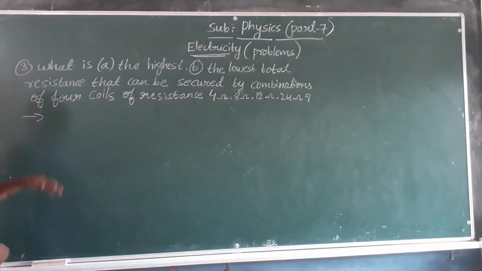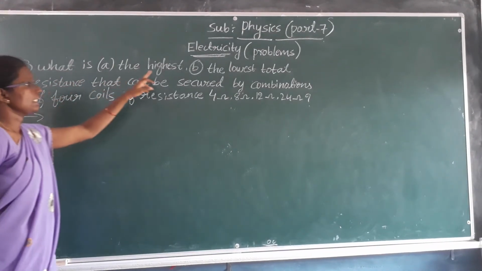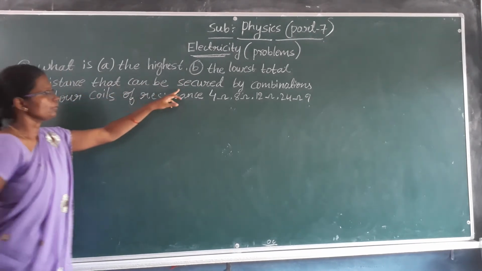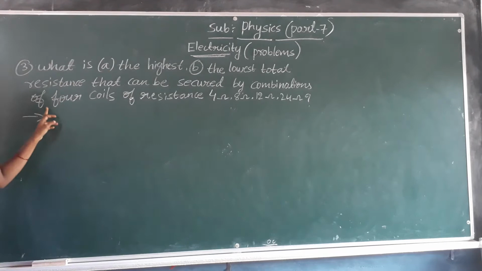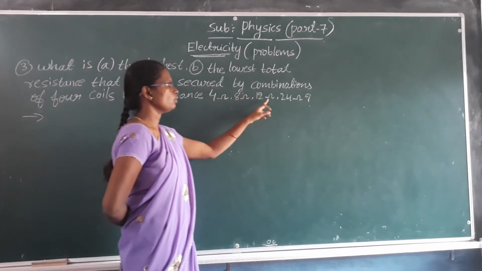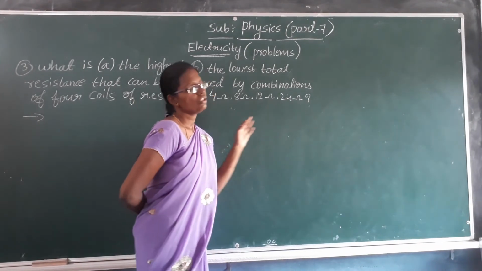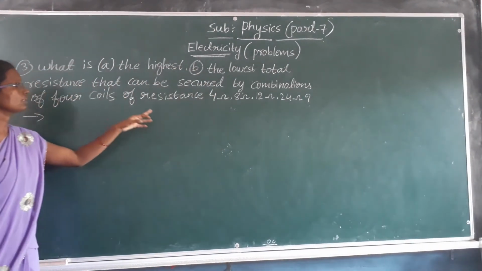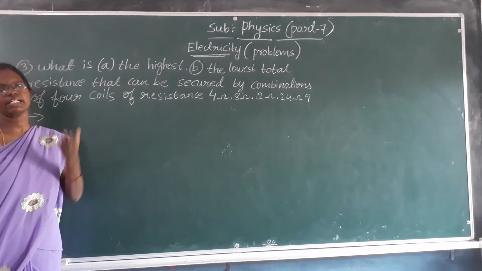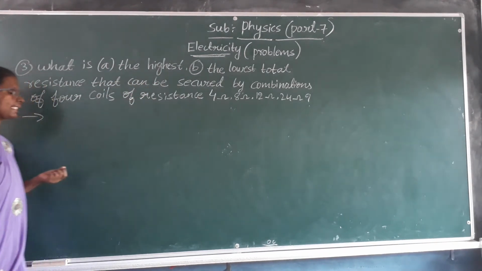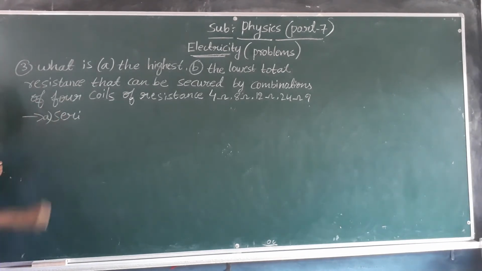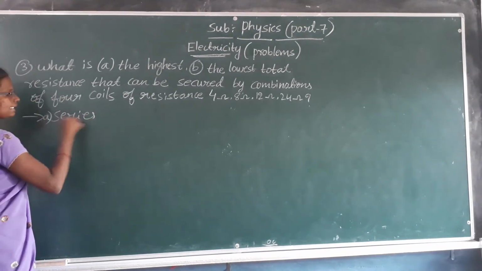Okay, next problem. What are the highest and the lowest total resistance that can be secured by combinations of 4 coils of resistance, that is 4 ohm, 8 ohm, 12 ohm and 24 ohm. So first, what you have to calculate is the resistance which you get as the highest value. You get the highest value when the resistances are connected in series.